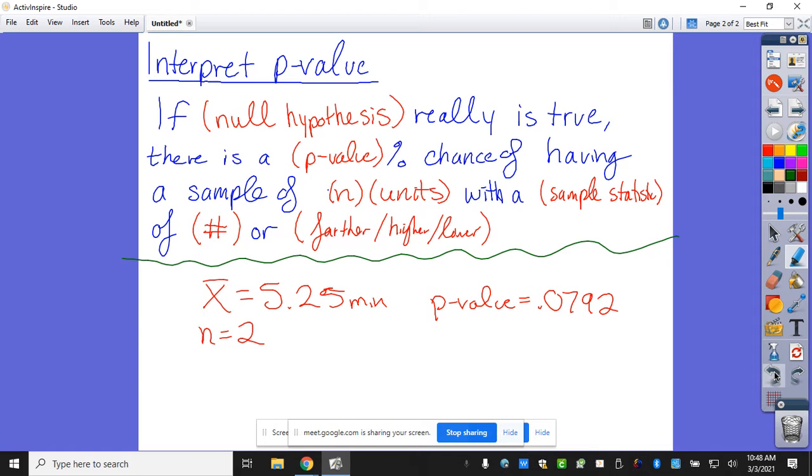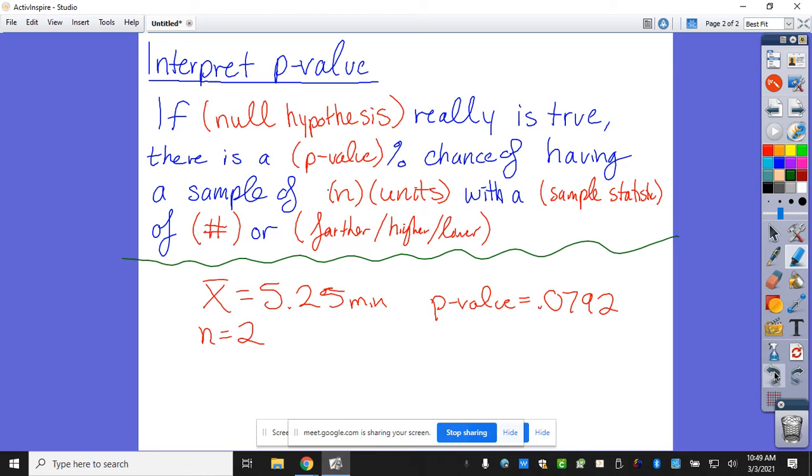You could write if H sub 0, mu equals 2.3 milligrams per liter, really is true, there is a 4.56% chance of having a sample of 8, what was this one talking about? 8 samples with a, what's our sample statistic word? Mean of 2.5125 or what? Farther, because it's a two-tail. So, questions on interpreting p-value?